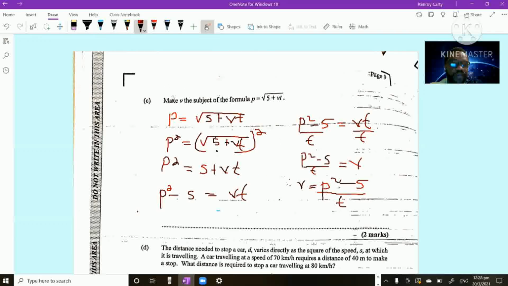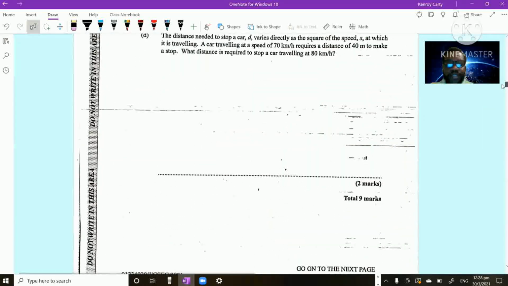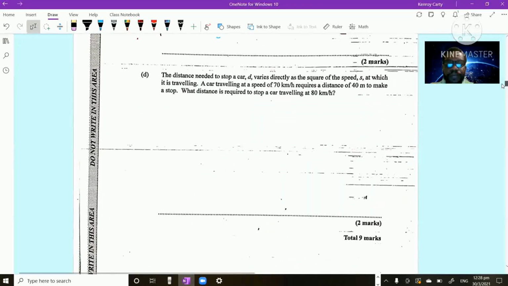A next term they could have used is to transpose for V. Same thing as making V the subject of the formula, right? So you have to look out for the terms that are synonymous in meaning. All right, let's take it down to question D.